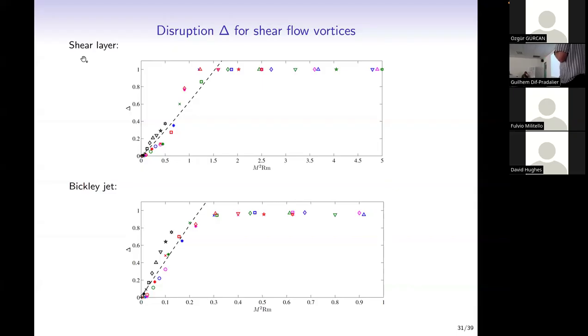Interestingly, for the big jet m squared Rm is more quite short. But again, it's order one. These are all an order one estimate. But again, you get this nice picture that as you scan m squared Rm, you go from no disruption to disruption to destruction.